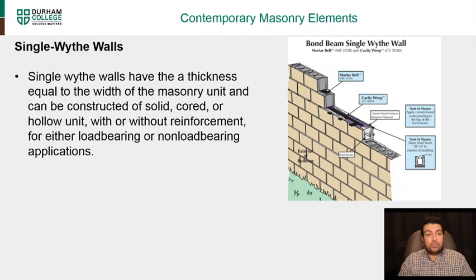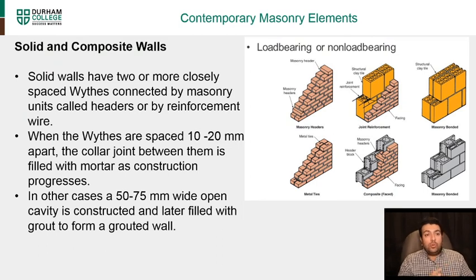The next is the solid and composite walls. Solid walls have two or more closely placed single wall widths connected by masonry units called headers or by reinforcement wire. So we can either use a header, which is a block that goes across, or reinforcement wire. So it could be sort of any tiebacks that you could use. When the widths are spaced 10 to 20 millimeters apart, the collar joint between them is filled with mortar. And if it's more than that, in a 50 to 75 millimeter wide opening, the cavity is constructed and later filled with grout to form a grouted wall.